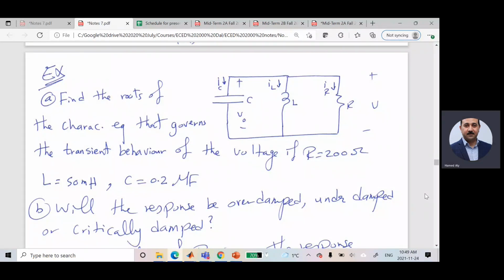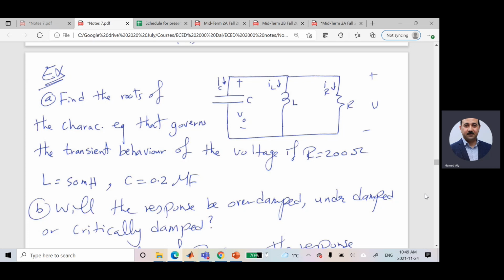In the previous classes, we started talking about RLC circuits, parallel or series, step response or natural response. And I told you that for both cases, the first step is to calculate alpha and omega O. Then I will compare alpha and omega O.